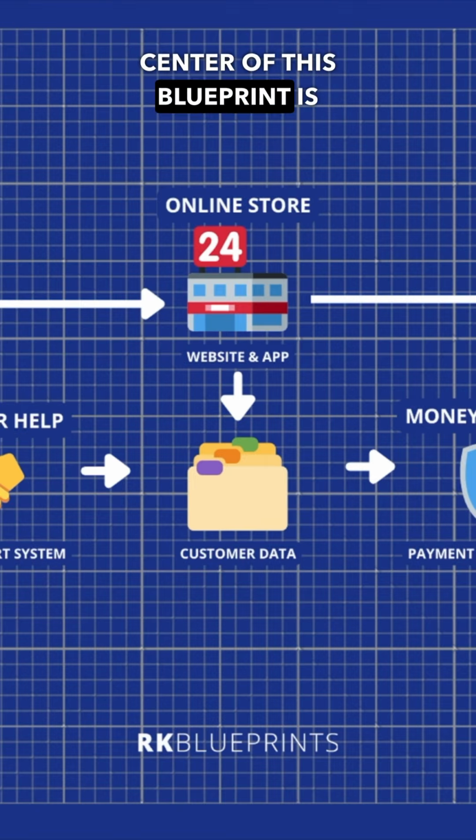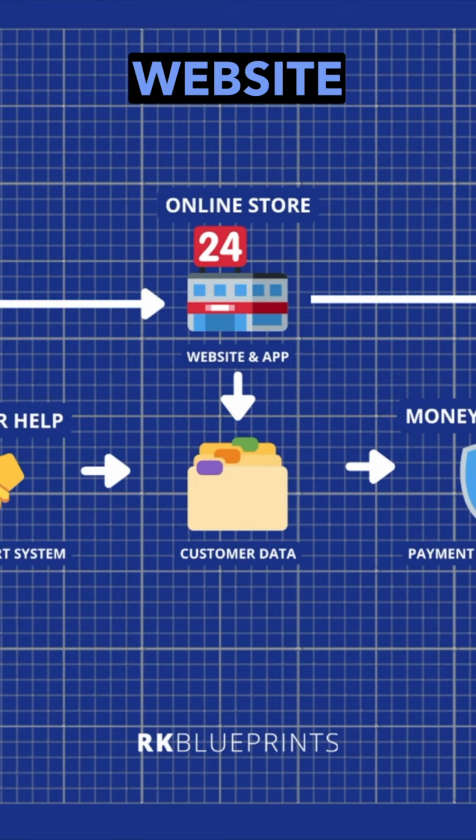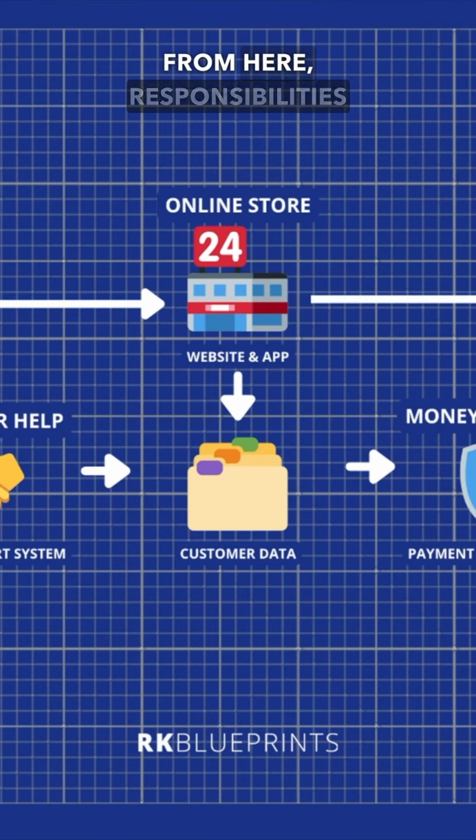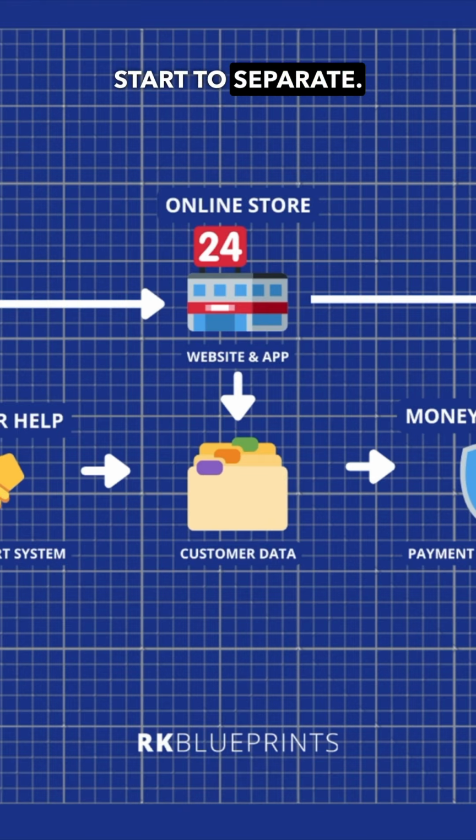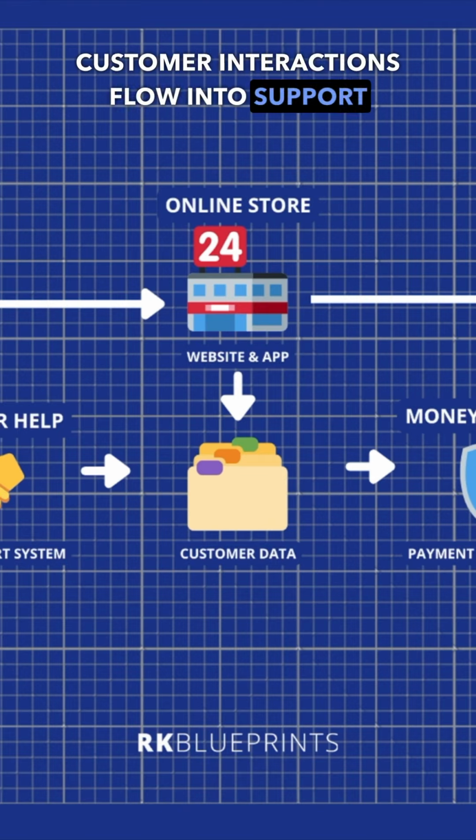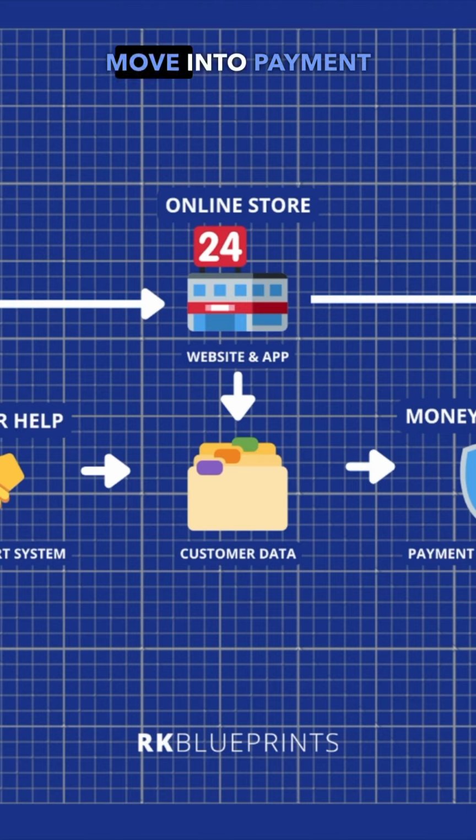At the center of this blueprint is the digital front door, the website and app. From here, responsibilities start to separate. Customer interactions flow into support systems, transactions move into payment and security, and everything connects back to shared customer data.